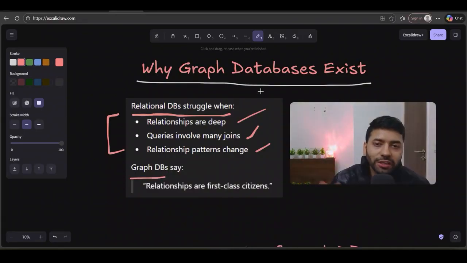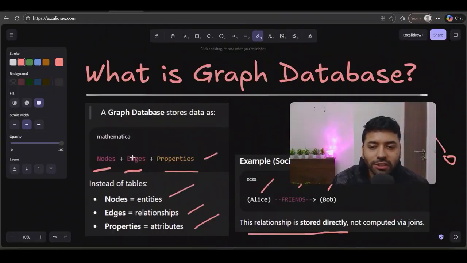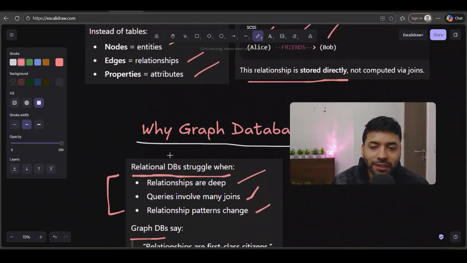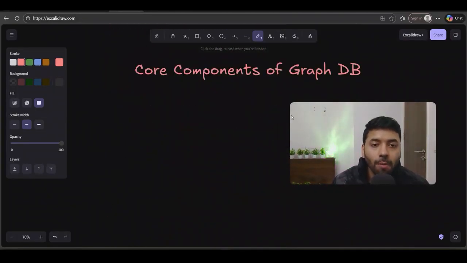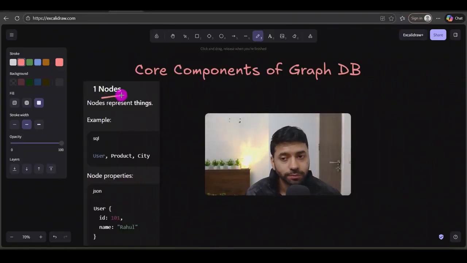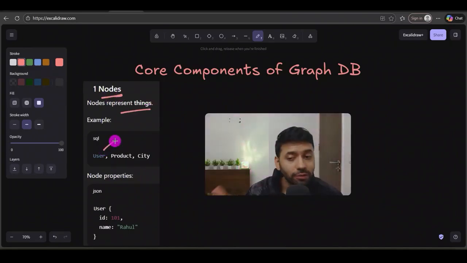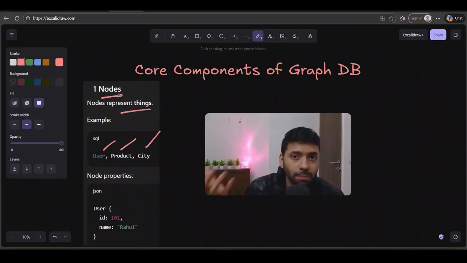Now, because we mentioned that in graph database we have nodes, edges, and properties, let's try to understand each of these in detail in the core components of graph database. The first one is nodes, and nodes represent the things, or you can also say it is similar to entities. Examples can be user, product, city. Now the good part of graph database is both the nodes and the edges can have values or properties.